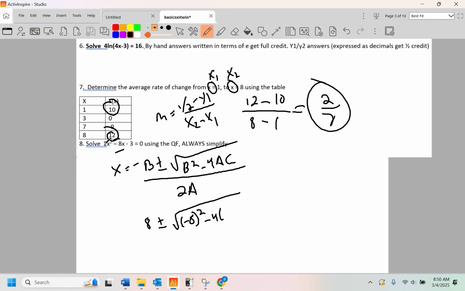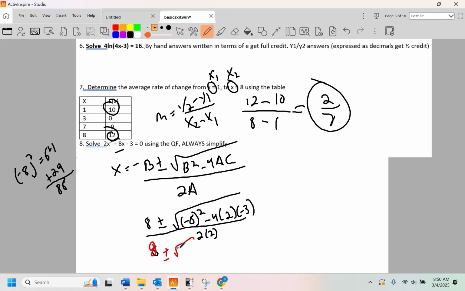Minus 4 times a, which is 2, times c, which is a negative 3. I have a tendency to do a lot of things by hand. A negative 8 squared is 64. A negative times a negative is positive. 4 times 2 is 8, times 3 is 24. And 64 and 24 makes 88. Oh, by the way, it was all over 2 times a, which is 2. So what am I sitting at now? I've got 8 plus or minus the square root of 88, both pieces over 4.